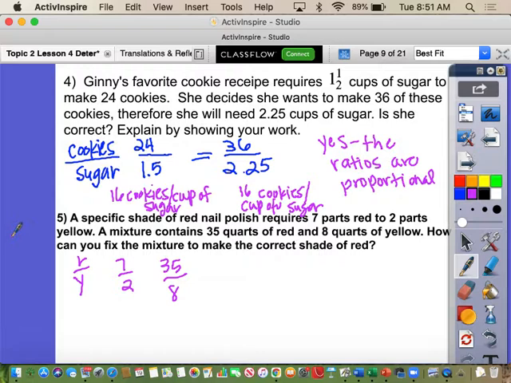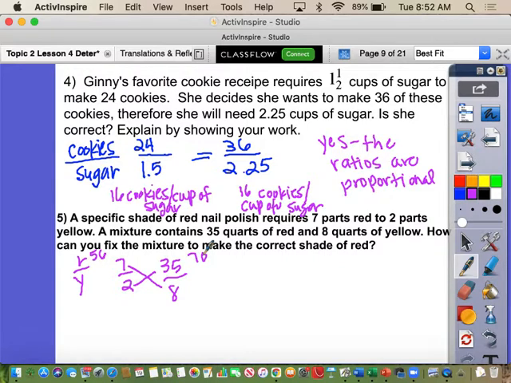All right, so we know that this does not work because 7 times 8, if I do that cross product, what does that give me? 56. 2 times 35 gives me 70. So those cross products are not the same, therefore it's not proportional.